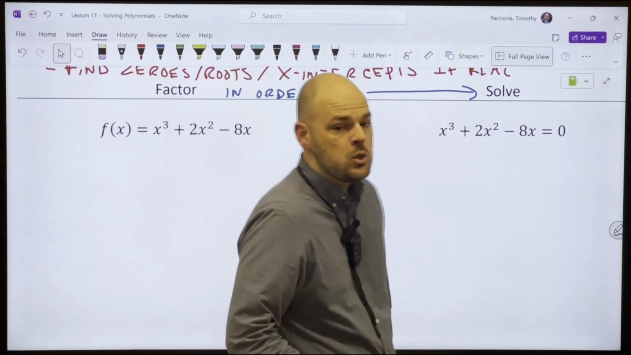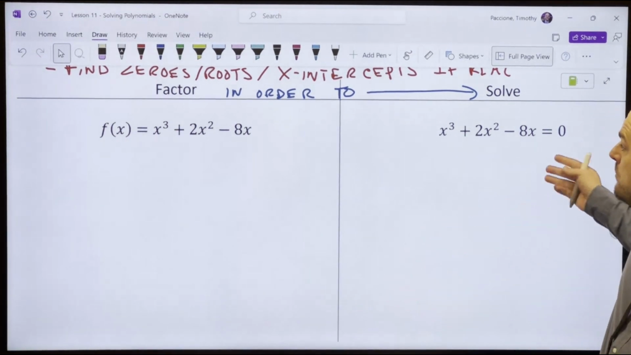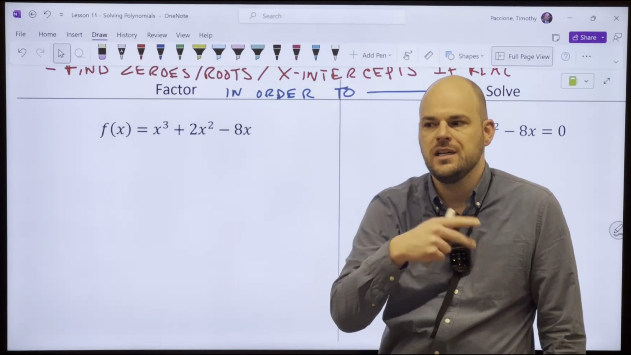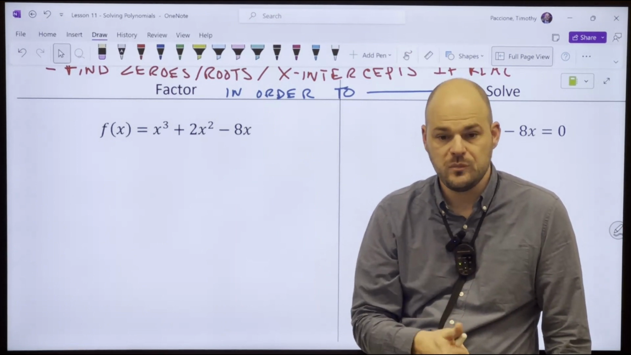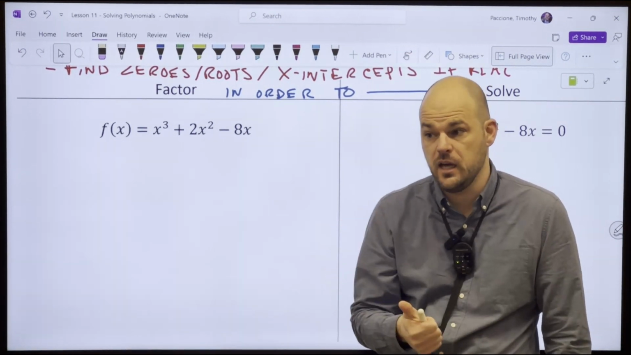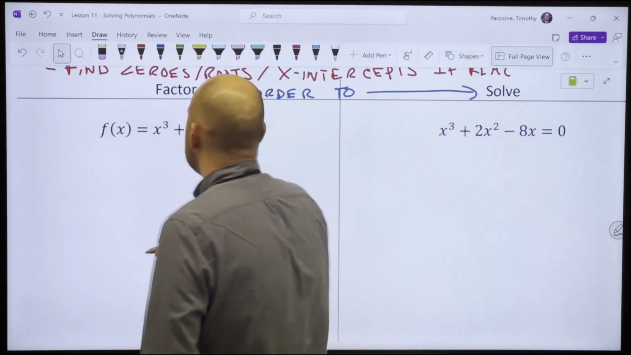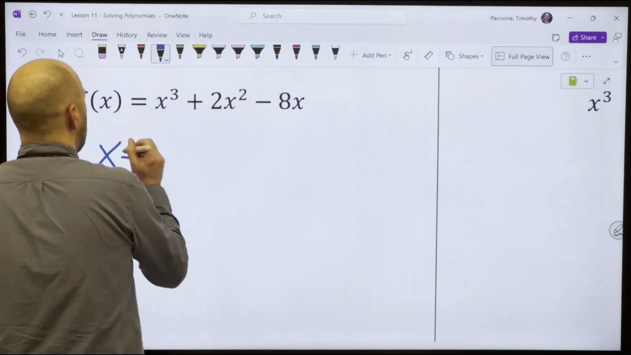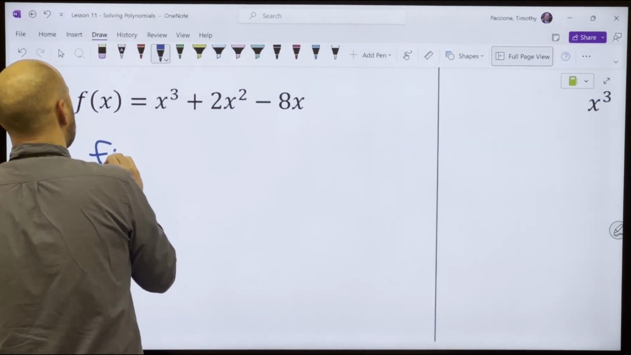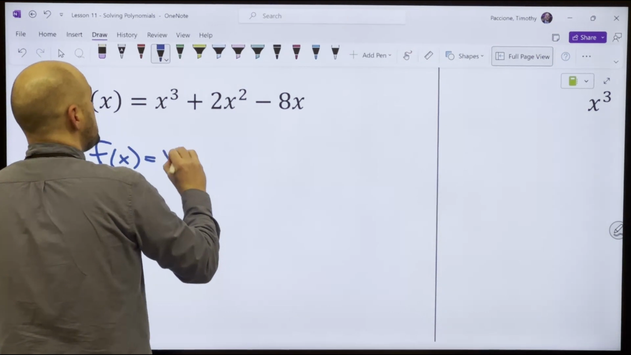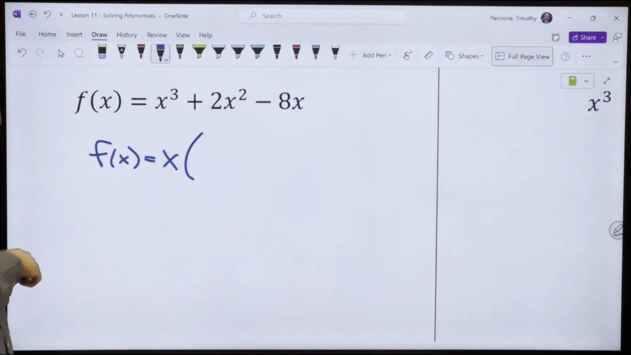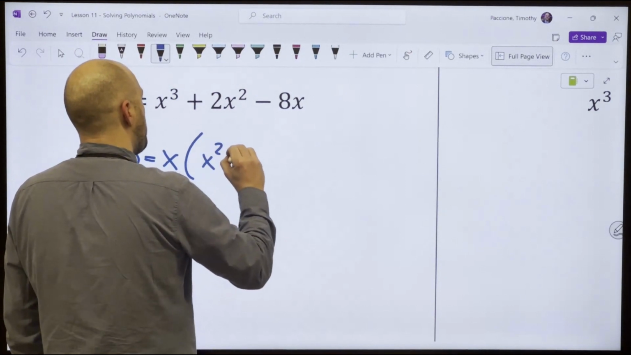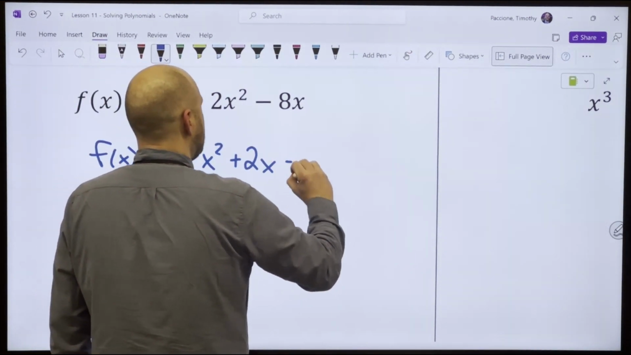minus 8x. Well, it's not one of my situations, but I forgot, the first thing I check for is a GCF. Does it have one? Yeah, anytime x goes into everything, that at least is your GCF. So we're going to pull out the GCF, right? And I get f of x equals x parentheses, and then divide everything by x, right? And I get x squared plus 2x minus 8.